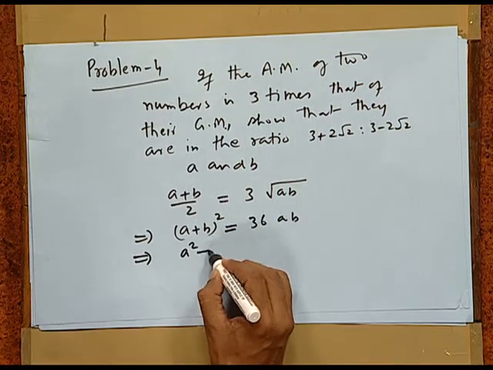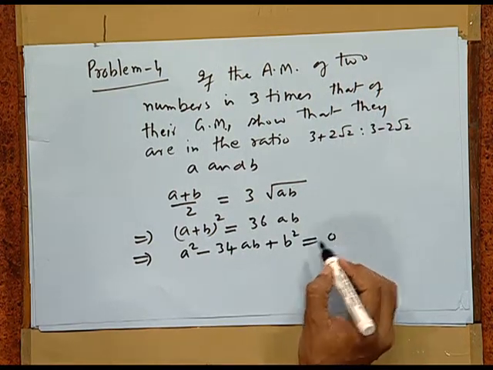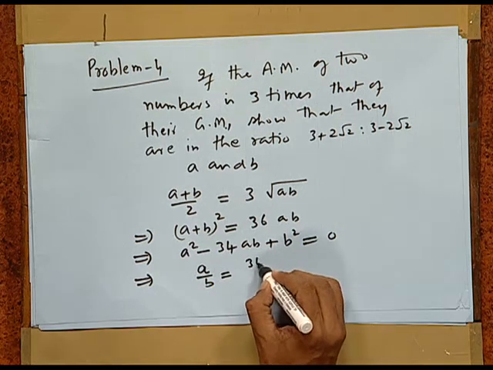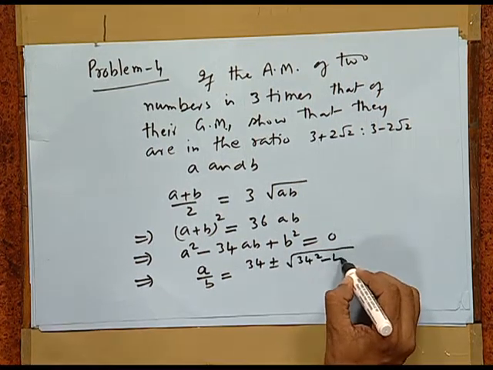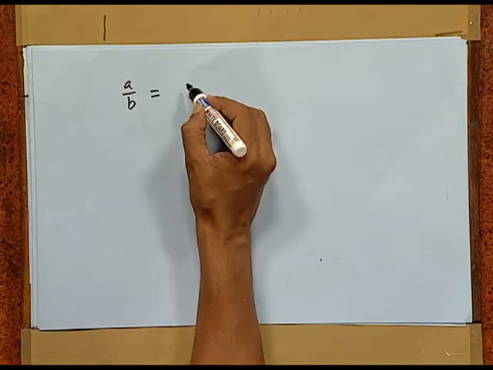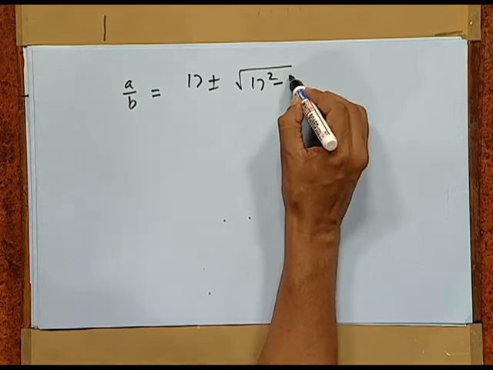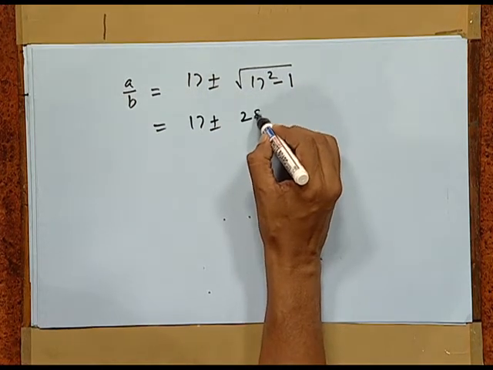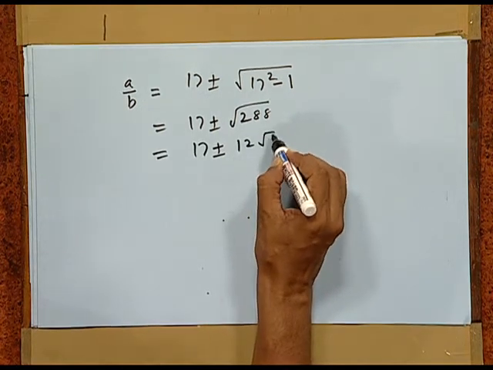which gives A square minus 34AB plus B square is equal to 0, which gives A upon B is equal to (34 plus minus root of 34 square minus 4) upon 2. So, we have A upon B is equal to 17 plus minus root of 17 square minus 1. That is 17 plus minus root 288, which is equal to 17 plus minus 12 root 2.